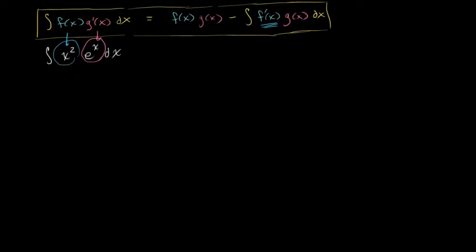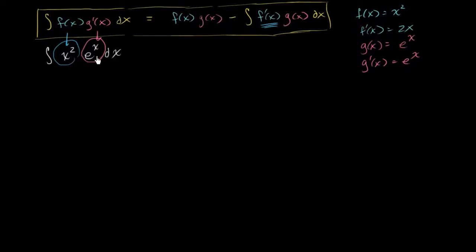So let me write this down. So we are saying that f of x is equal to x squared, in which case f prime of x is going to be equal to 2x. And I'm not worrying about the constants right now. We'll just add a constant at the end to make sure that our antiderivative is in the most general form. And then g prime of x is equal to e to the x, which means its antiderivative, g of x, is still equal to e to the x. And now we're ready to apply the right-hand side right over here.